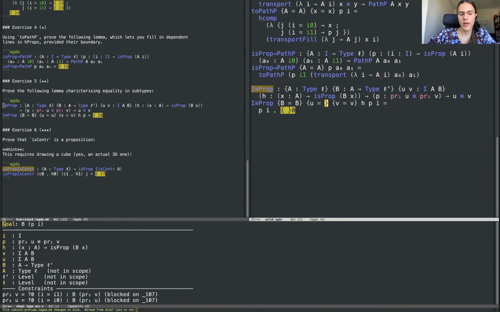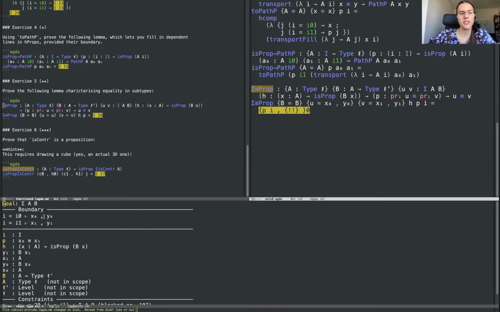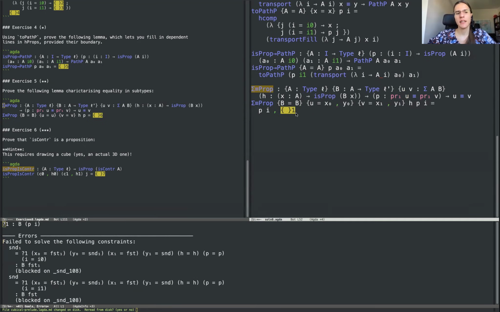Let's say that U is X naught, Y naught, and that V is X1, Y1. I'm allowed to do that. Then you can see that I'm connecting these 2 points. And then you can see that P of I and V does connect the first components. Now I want to create sort of a path between the second components, right?